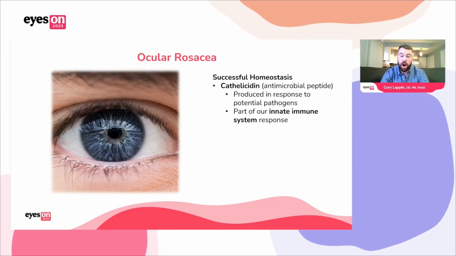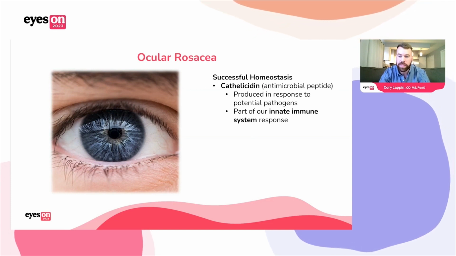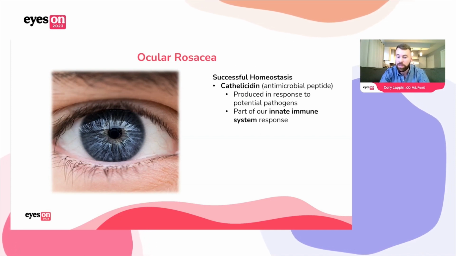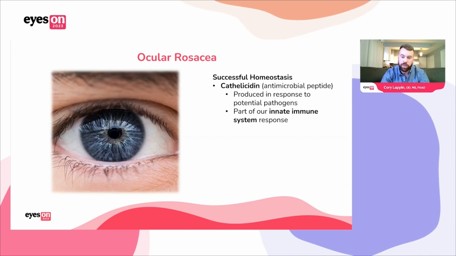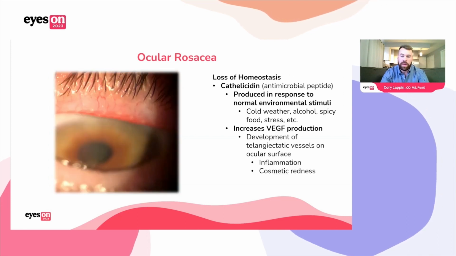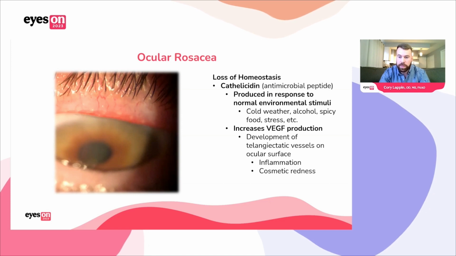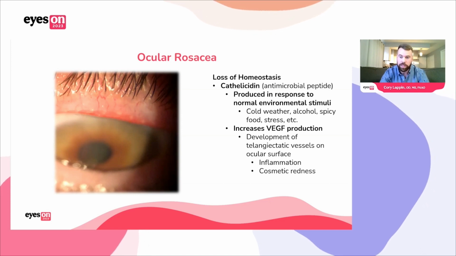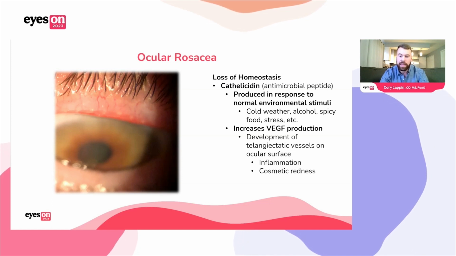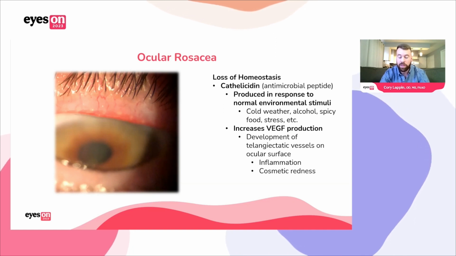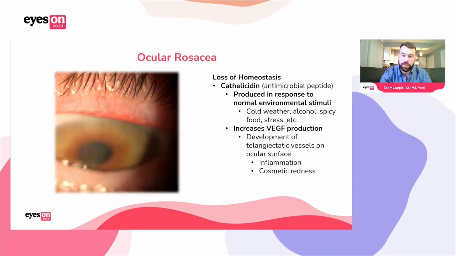Keeping with the theme of common but often overlooked conditions that interfere with ocular surface homeostasis is ocular rosacea. Ocular rosacea is thought to be an exaggerated response of our innate immune system, and in health, the antimicrobial peptide cathelicidin is produced when a potential pathogen is encountered. However, in cases of ocular rosacea, it is produced in response to normal environmental stimuli like cold weather or spicy food. And this is an issue because cathelicidin stimulates production of VEGF. And this increase in VEGF results in the development of pro-inflammatory spider-like telangiectatic vessels found on the lids and lid margin that are characteristic of ocular rosacea.